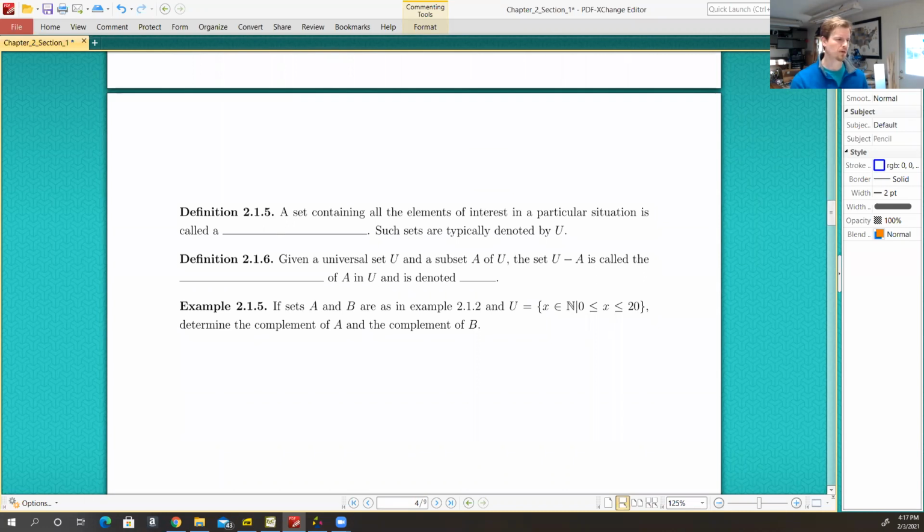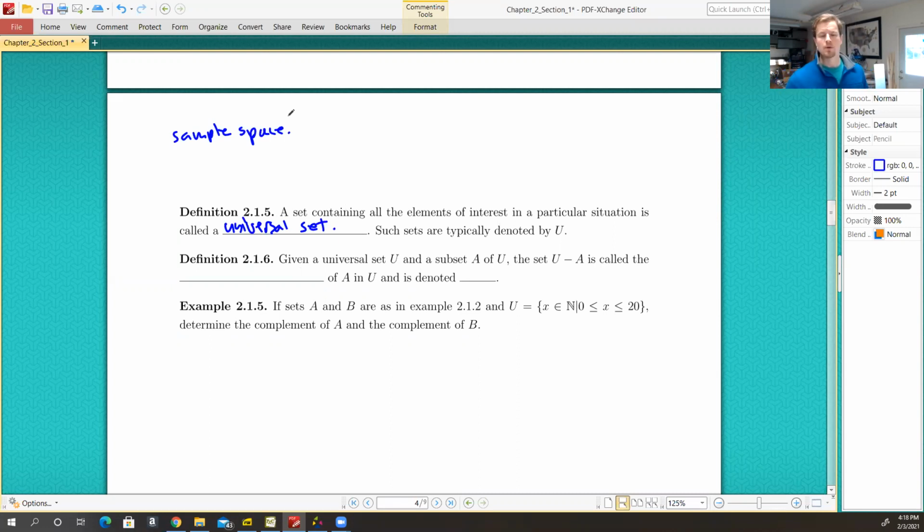So a couple more definitions for us to look at, and then we'll call it all set for this video. A set containing all the elements of interest in a particular situation is called a universal set. If you're working in statistics, that's typically referred to as your sample space. Just a side note here. But universal sets are typically denoted by U, so we'll use that.